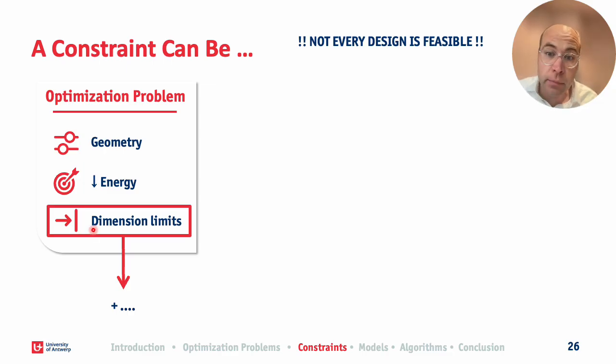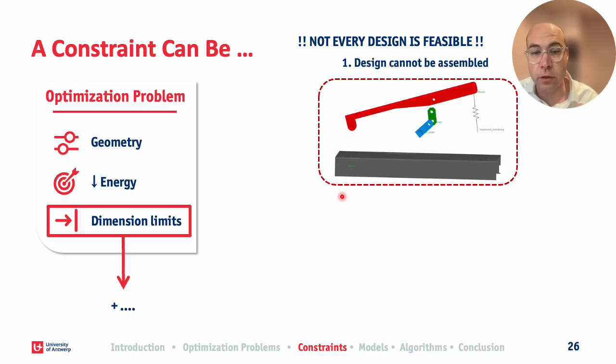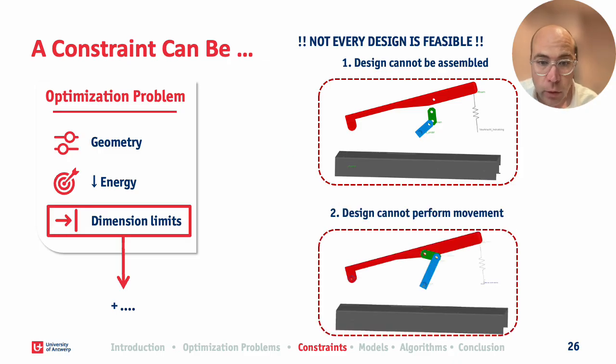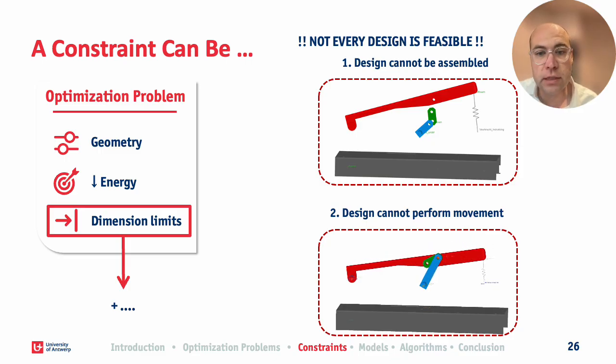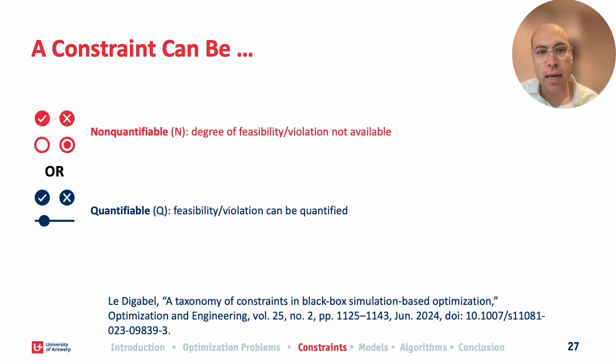beyond the dimension limits we have for our mechanism, not every design is feasible. We have more constraints. For instance, this design cannot be assembled because the link lengths are too short. Or this design can maybe not perform the complete motion. Let me check. And we see that we will run into a singularity here, which makes sure that we cannot do the complete motion. So we have extra constraints. And a very good paper from Le Digabel had a taxonomy for these constraints.